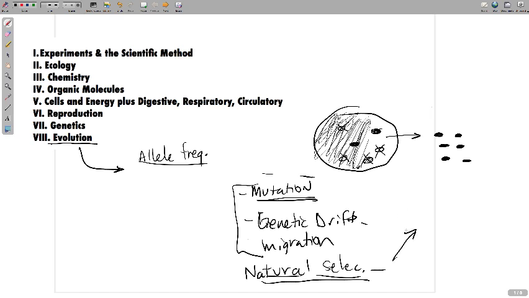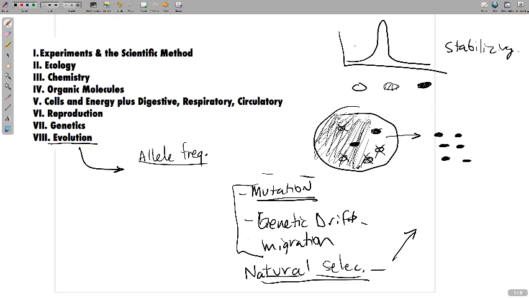And then we said there were different types of selection. So let's say that there's a range here. So we go from white to like stripy gray to black. Okay, so these are all the same population. They just have different alleles. So this population could be best to be gray, being black and white is bad, and that's called stabilizing selection. Stabilizing. Okay, that's the first one.